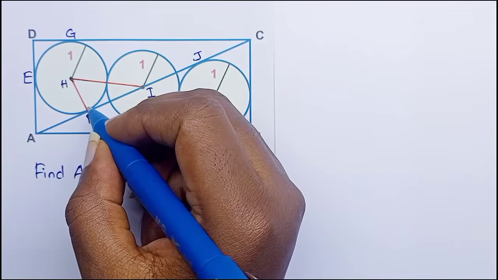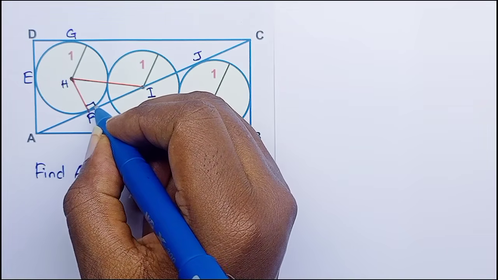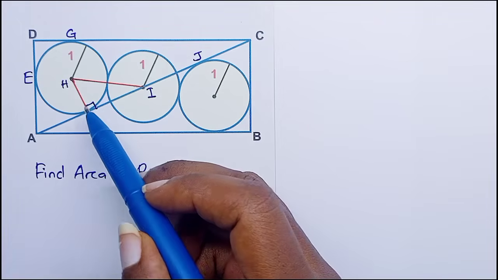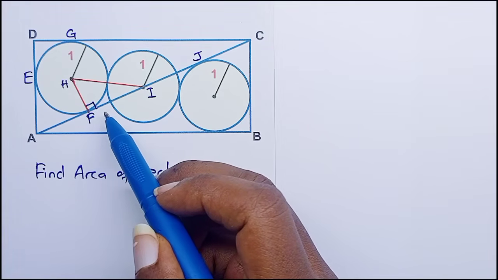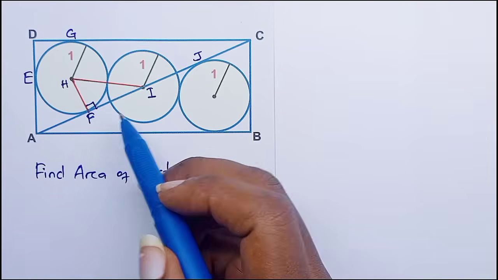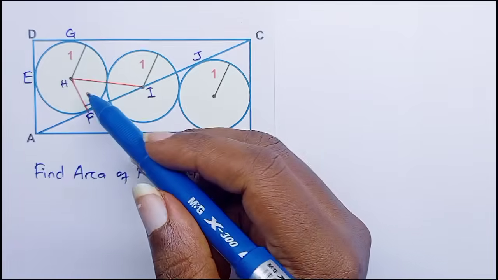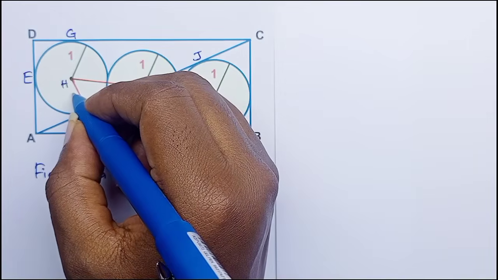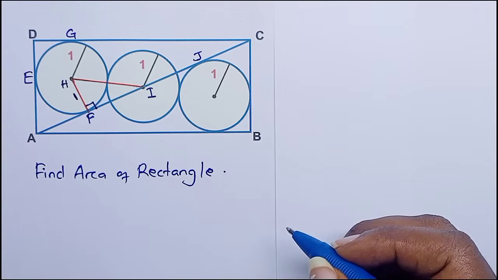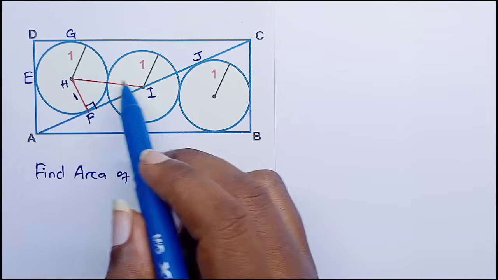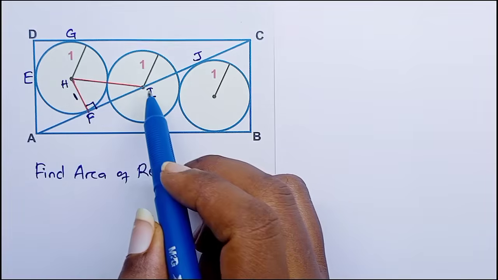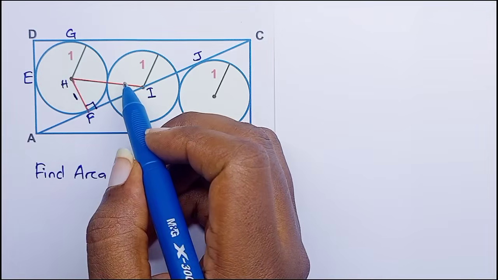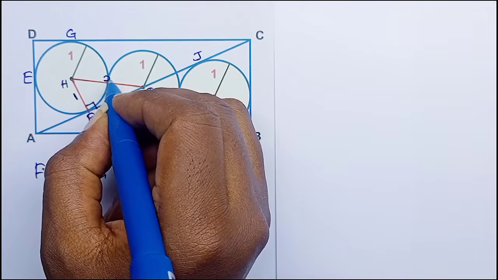So we can see that this angle here is 90 degrees due to the tangent to a circle theorem, where the radius of a circle and the tangent form an angle of 90 degrees between them. So this is 90 degrees. As you can see, HF is the radius of this circle, and we're told that radius is 1. So this is 1. Now, HI combines the radius of this first circle and the radius of this second circle. So HI will be 1 plus 1, which is 2. So HI is 2.